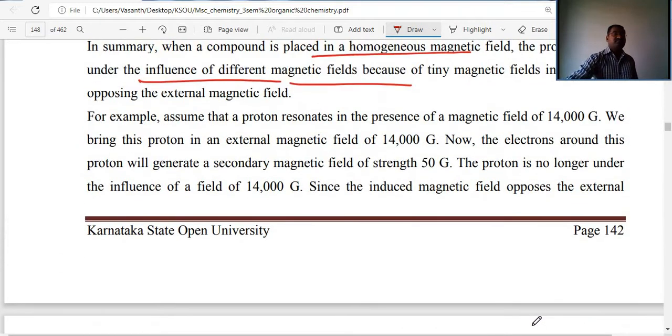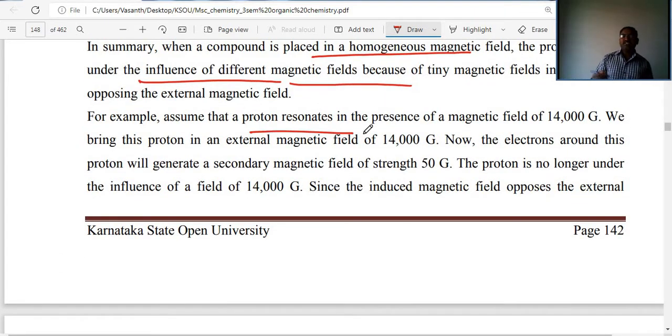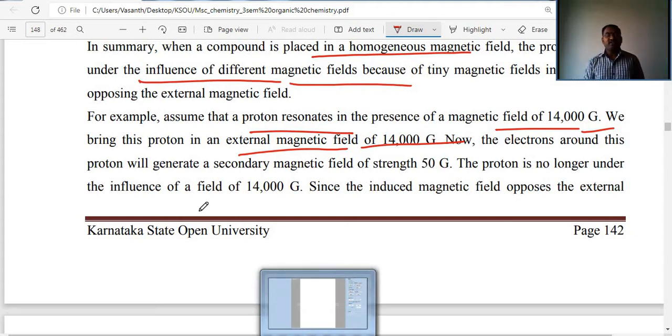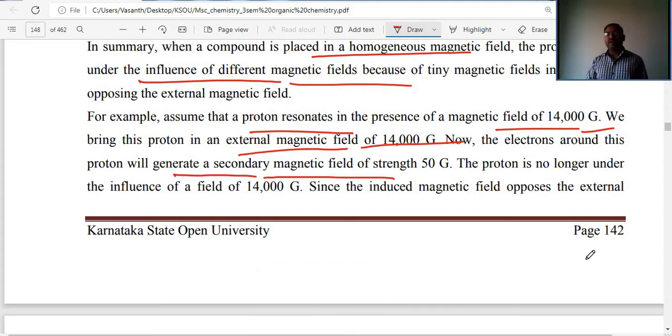For example, a proton resonates in the presence of a magnetic field of 14,000 gauss. We bring these protons into an external magnetic field of 14,000 gauss. Now the electrons around the protons will generate a secondary magnetic field of strength 50 gauss. The proton is no longer under the influence of the field 14,000.